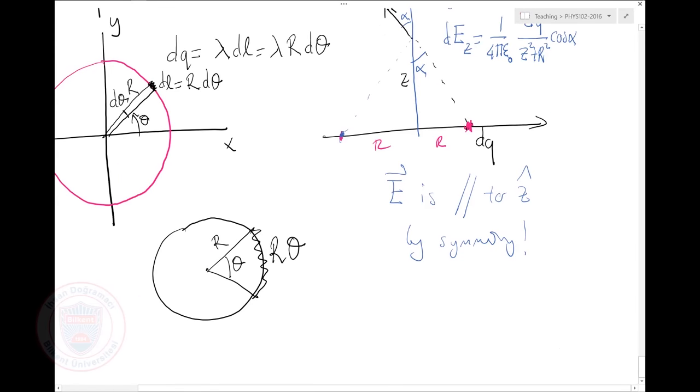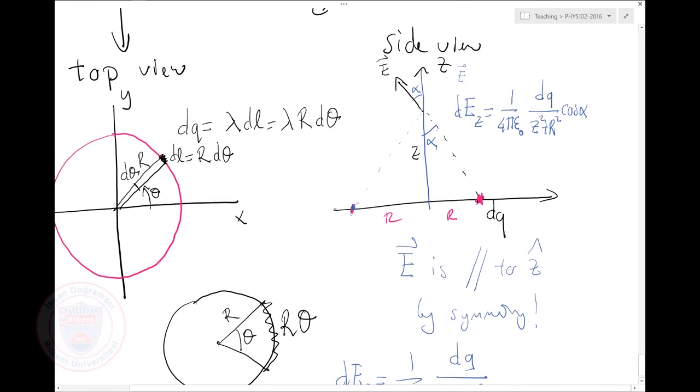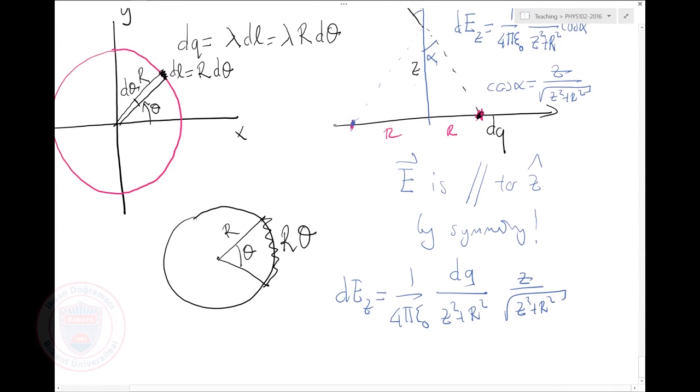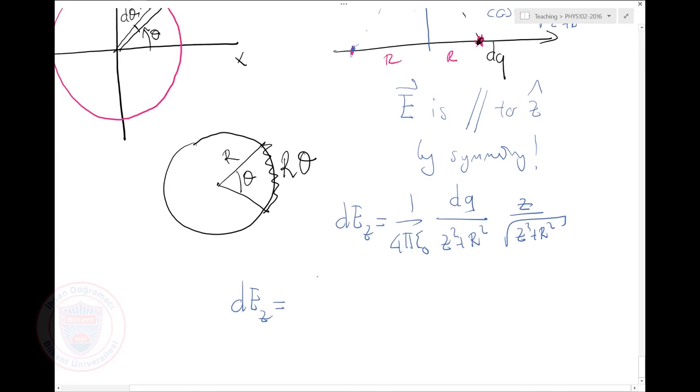So let me repeat. dEz is 1 over 4 pi epsilon 0 dq divided by z square plus r square. But cosine alpha, if the angle here is alpha, the angle in the lower triangle is also alpha. So cosine alpha is what? z divided by square root of z square plus r square, right? Is everyone agreeing with me? Good. So this is going to be z divided by square root of z square plus r square. Hey, I've already calculated what dq is. So I can write dEz is 1 over 4 pi epsilon 0. Let me write all of these together.